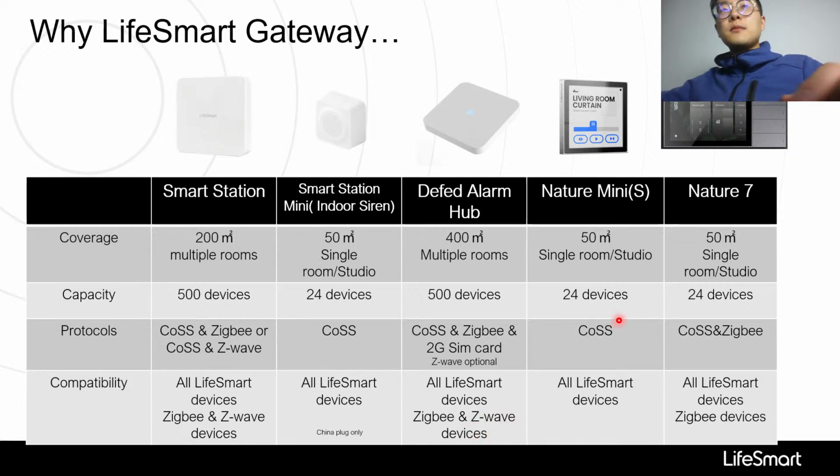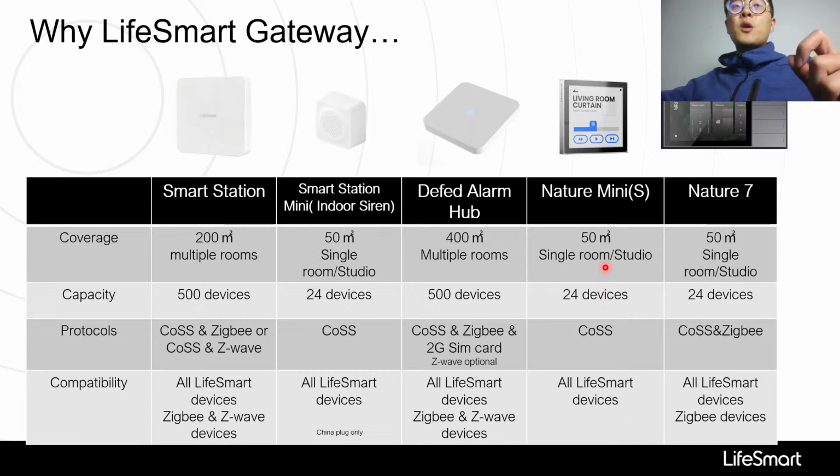And the fourth one is Nature Mini. This is the product we released last year. So Nature Mini is actually a switch and also a touch screen. And in the meantime, it is also a gateway. So the gateway performance for Nature Mini is similar to Smart Station Mini. So the coverage for Nature Mini is 50 square meters.